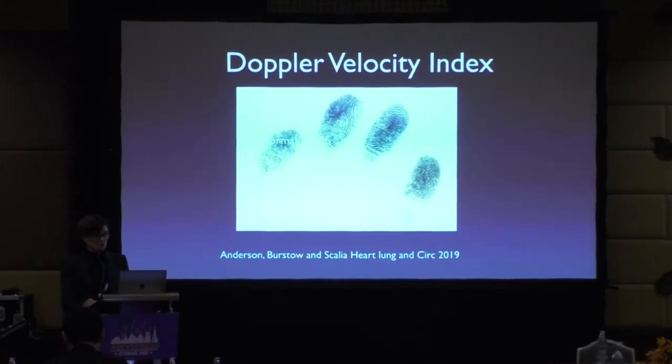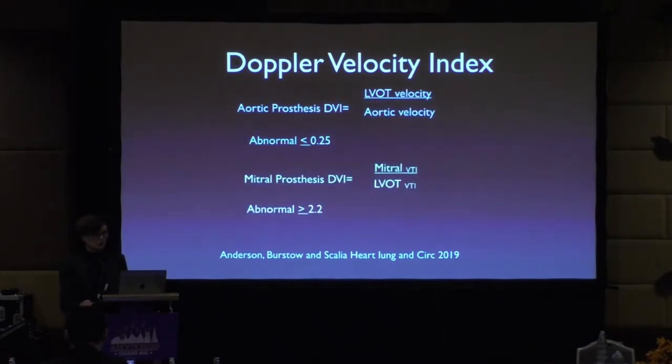What's Doppler velocity index? This is the fingerprint of the valve. This is a very useful flow-corrected index that we use, and we can measure aortic prosthesis DVI, measuring left ventricular outflow tract velocity divided by aortic velocity. And we could also do the same thing with the mitral valve prosthesis by measuring the mitral VTI over the left ventricular outflow tract VTI.